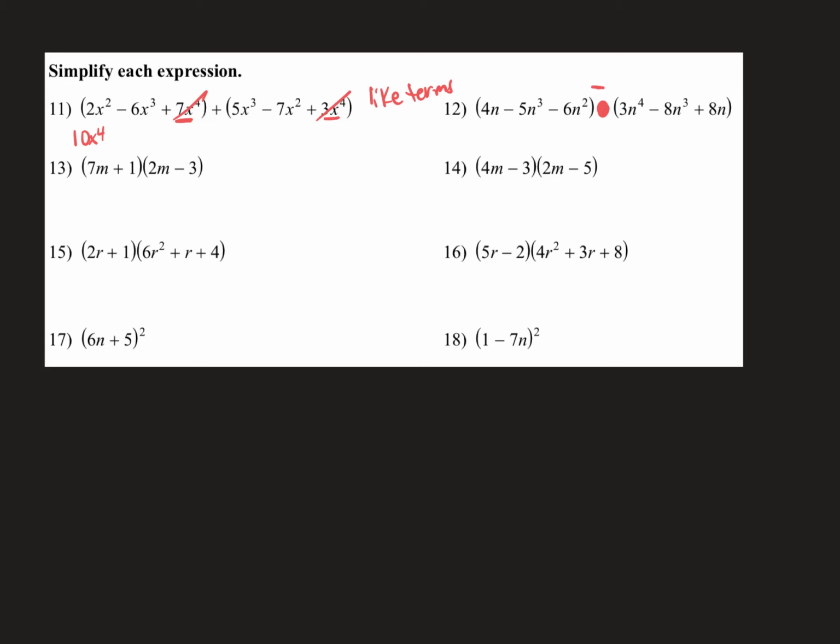X to the third would be next. So I've got negative 6x to the third and positive 5x to the third. So that'd be negative 1x to the third. And then x to the second would be last.